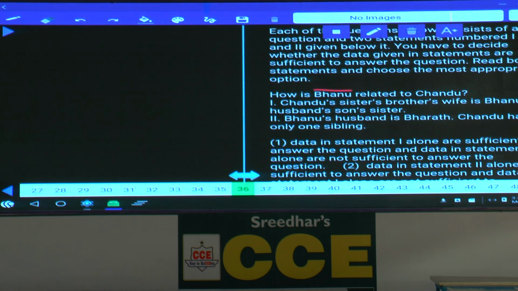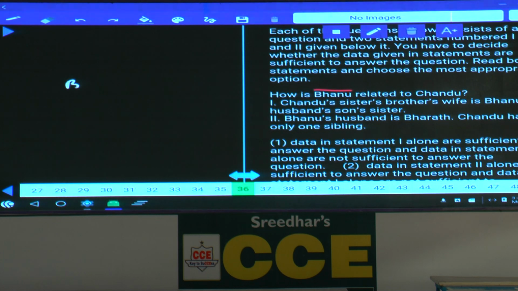Then coming to condition number 2, Banu's husband. Now Banu is here. Now this Banu's husband is Bharat. Banu is a female. Banu's husband is Bharat. Chandu has only one sibling. No information about this one, isn't it? Hence condition number 2 alone is not sufficient. As condition number 2 is not sufficient and 1 is not sufficient, then we need to combine these two.